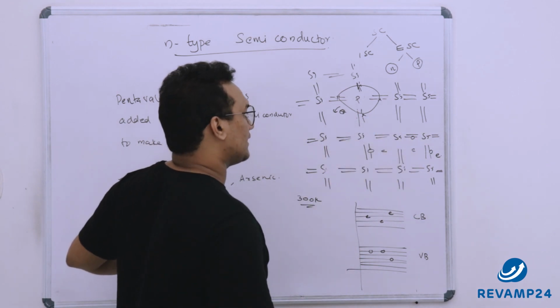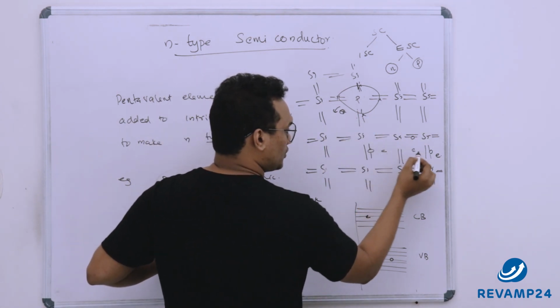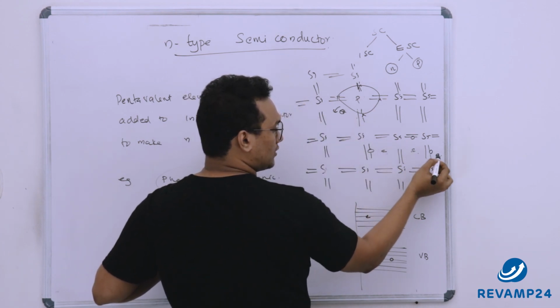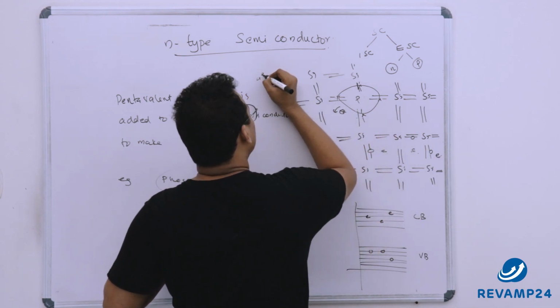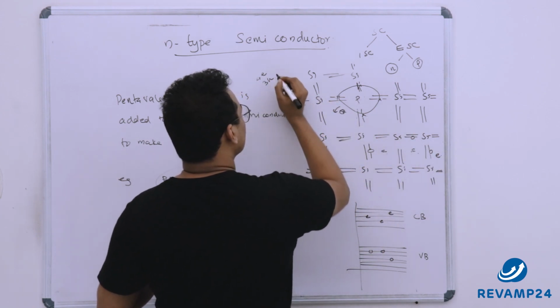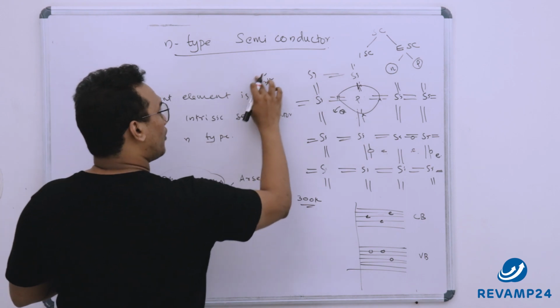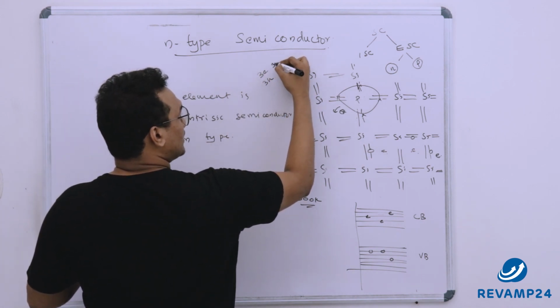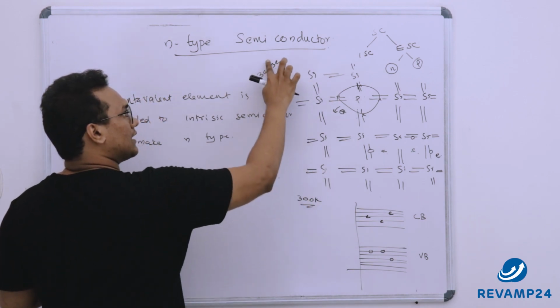Now see how many holes and electrons are there. 1 hole, 2 holes, 3 holes and 4 holes. 1 electron, 2 electrons, 3 electrons and 4 electrons are there. How many holes? 1, 2, 3. 3 holes. Now out of 4 electrons, we can split them as 3 electrons and 1 electron.